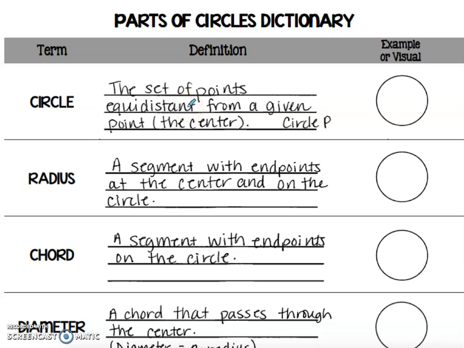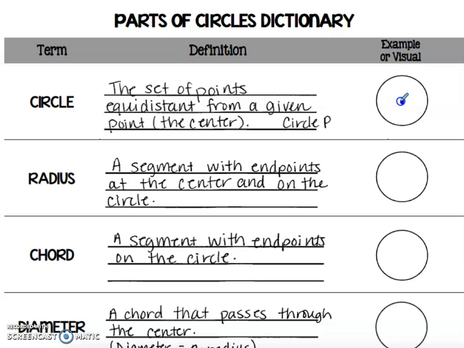All right, it's time to learn about parts of a circle. So here is our dictionary. We're going to deal with a lot of vocabulary today. So the first one is a circle. And so here's an example of a circle, and it's a set of all points equidistant, the same distance from a given point, the center.